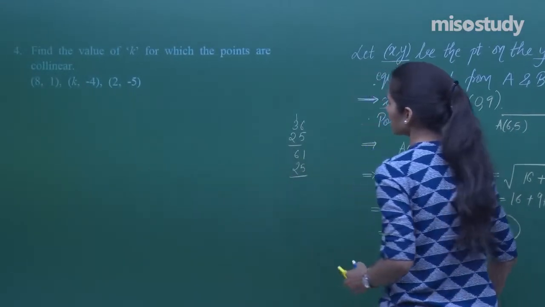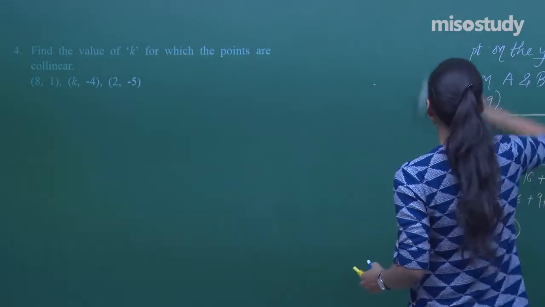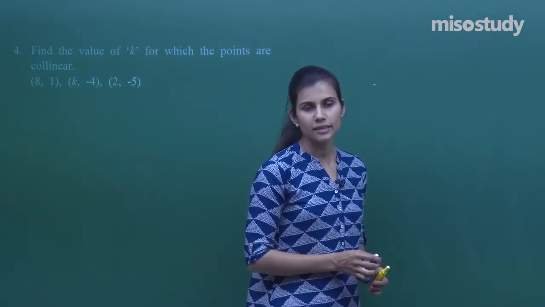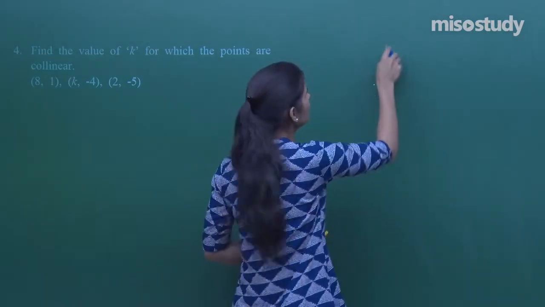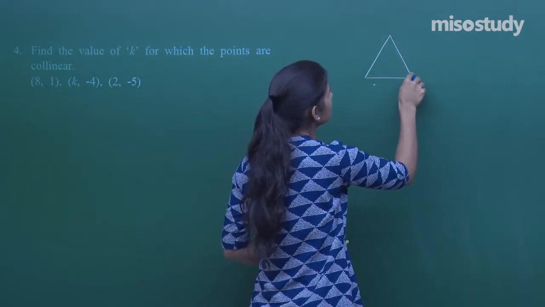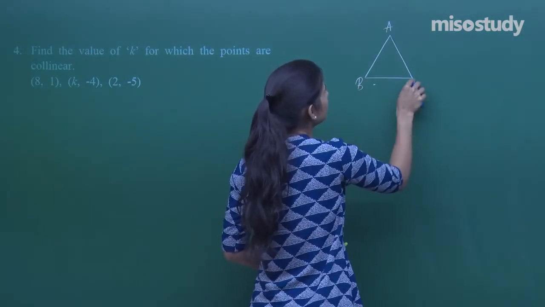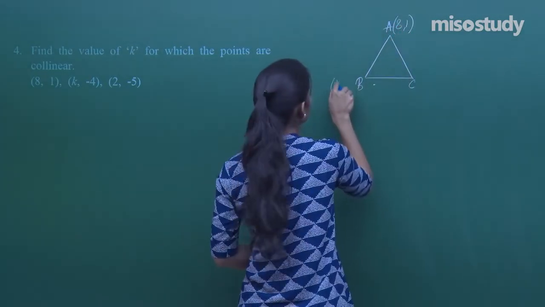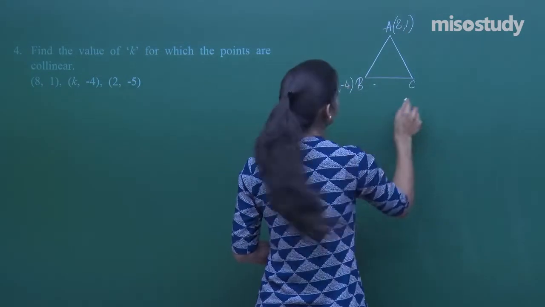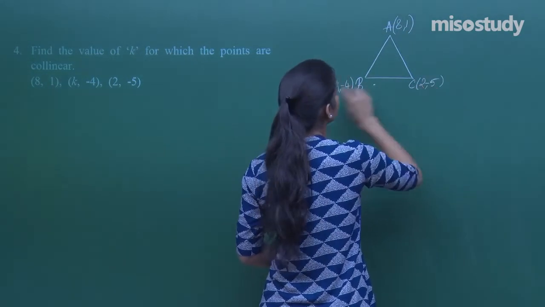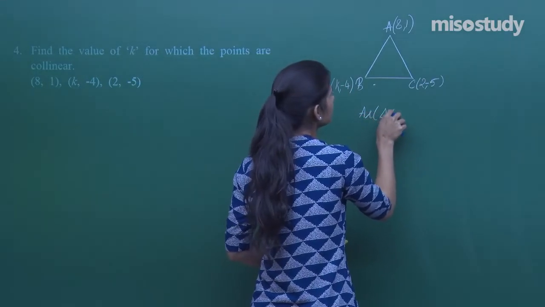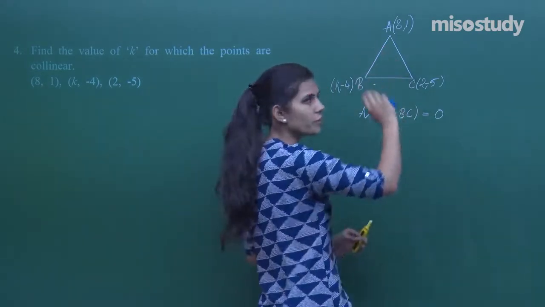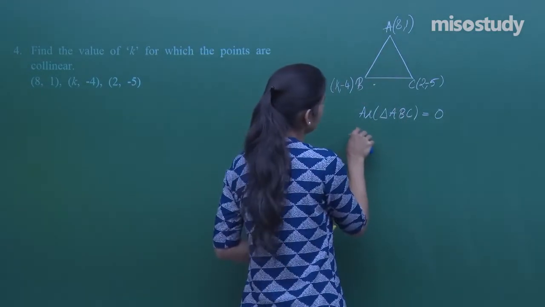It says find the value of k for which these 3 points are collinear. You know that we have done this in theory, that 3 points are collinear provided the area of the triangle with these 3 points as the vertices is 0. So area of this triangle will be 0, which has these 3 as its vertices, 8, 1, k, minus 4 and 2, minus 5. So area of triangle ABC is 0 because these 3 points are actually collinear, so they are not going to form a full-fledged triangle. What is the formula for area?